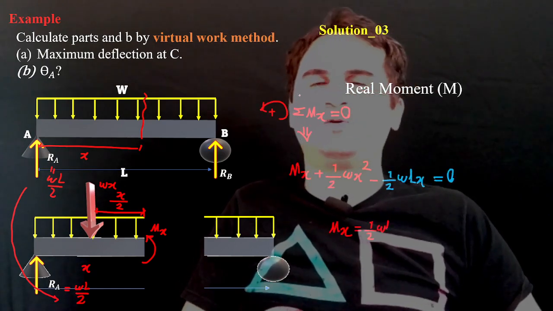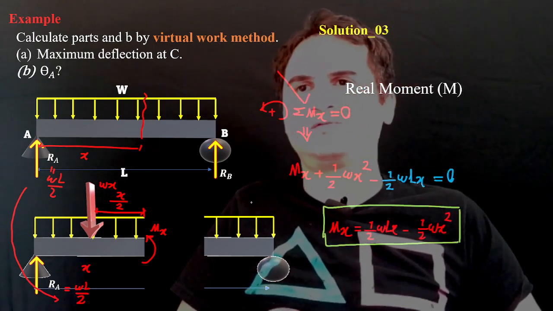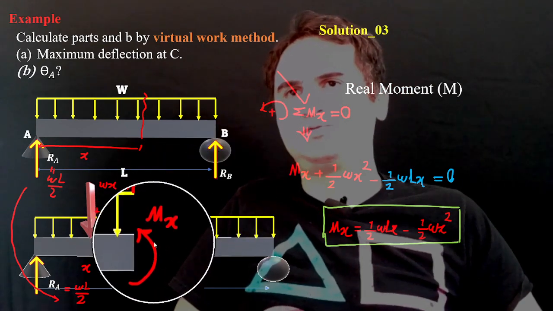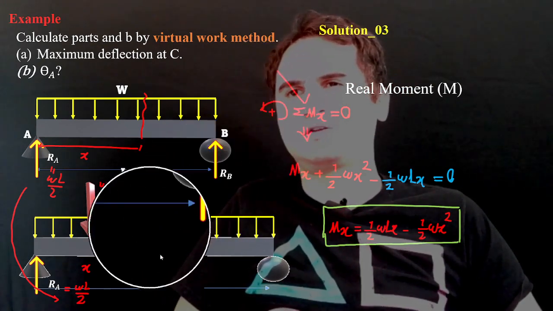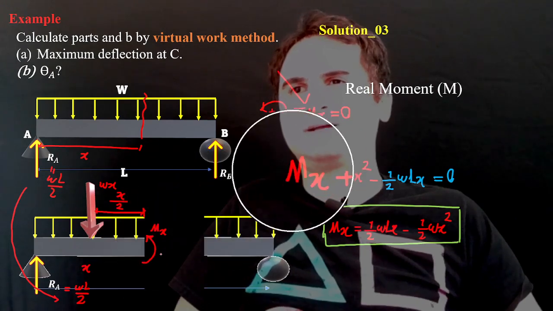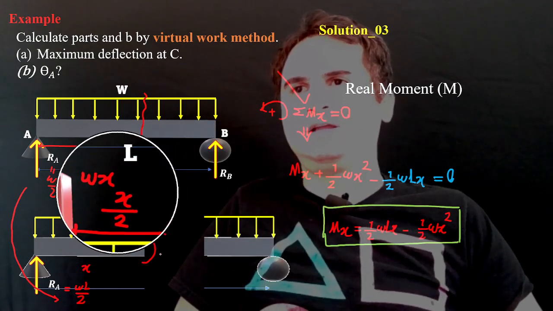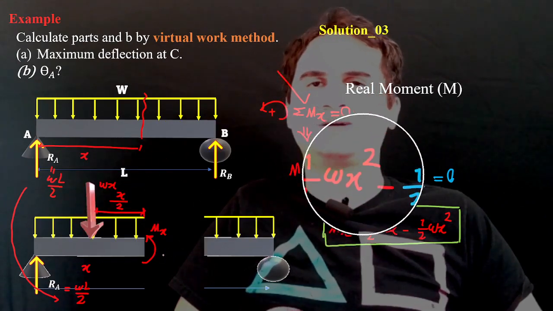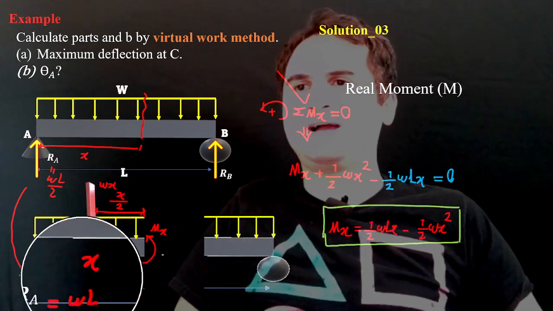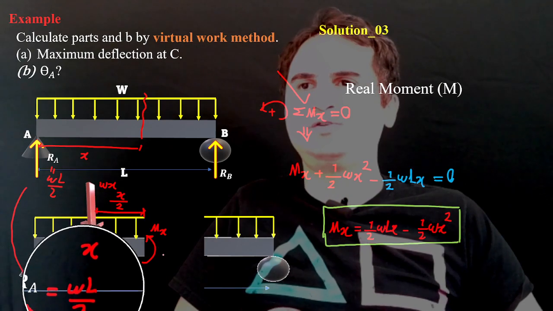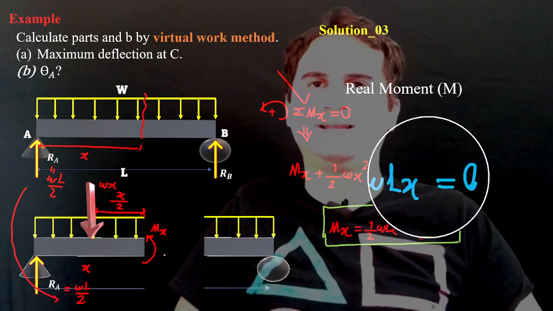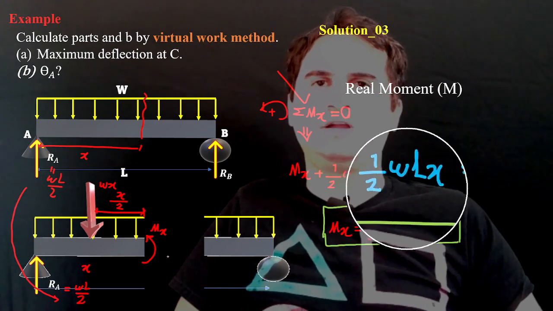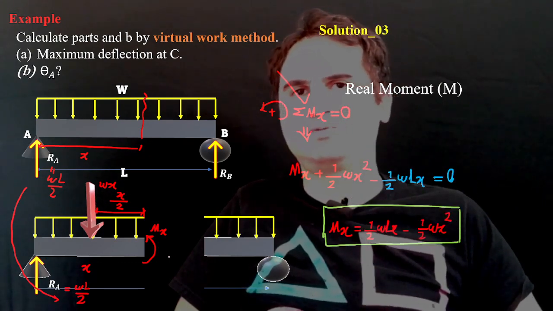If we develop the moment about the cut equal to 0, we have Mx counterclockwise, which is positive, with counterclockwise as the arbitrary positive direction, plus Wx times x over 2, that's a half of Wx squared, minus the reaction, which is WL over 2 times the distance x, which is counterclockwise so it's negative, a half of WLx, equal to 0.